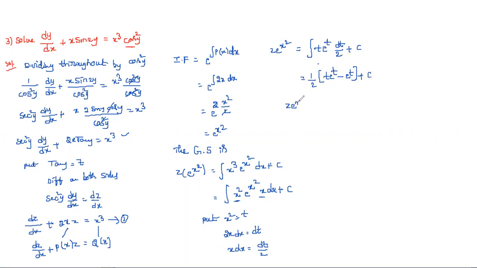And then z e power x square is equal. Here it is t is nothing but x square, and you can take e power x square as common. And then what we'll get? 1 by 2 into x square minus 1 plus c into e power minus x square after taking e power x square as common. So these two cancel. And then finally z is nothing but what we chosen, tan y. So tan y is equal 1 by 2 into x square minus 1 plus c into e power minus x square. So this is the general solution of the given differential equation.